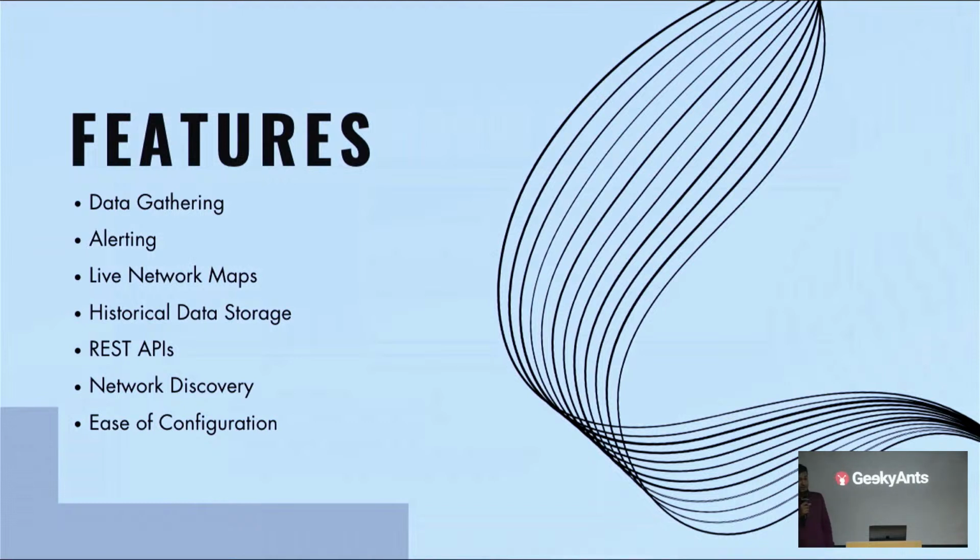For the alerting things, it has templates which have triggers to alert us if something goes down. Then we have live network maps, which Girish will show you how live network maps look like. Again, we have historical data storage for the previous things, whatever happened, to analyze in future if something happens, how we will be taking an action to resolve that issue.